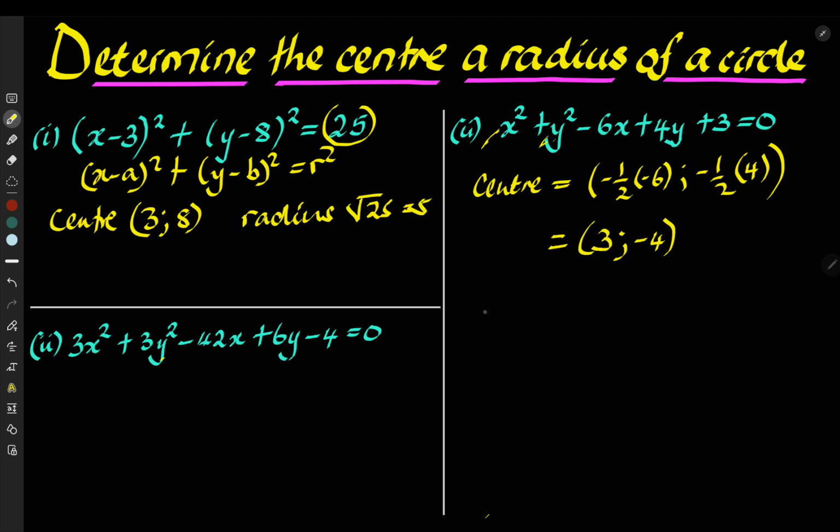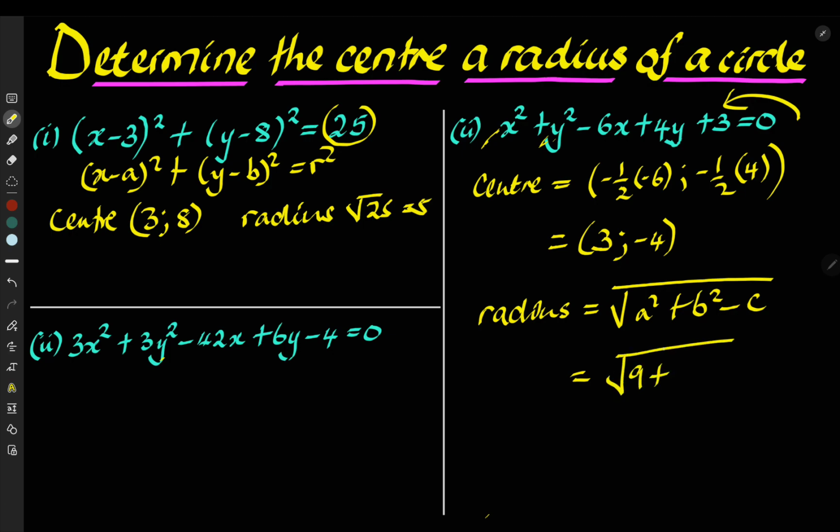Once we have the coordinates of the center, we can determine our radius using the formula: radius is equal to the square root of a squared plus b squared minus c. Remember, your c always has to be on this side. So that will be 3 squared, which is 9, plus negative 4 squared, which is 16, then minus 3. That is 9 plus 16, 25, minus 3, that is 22. So the radius is the square root of 22. Can you please try this number 3, then let me know the answer you get.